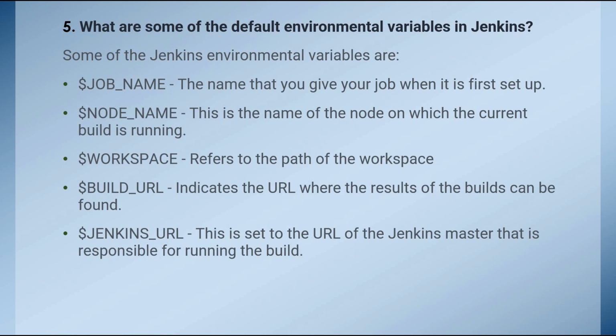$JOB_NAME is the name that you give to your job when it is first set up. It's the job name given to the job. Second, $NODE_NAME. This is the name of the node on which the current build is running. Suppose you have three jobs and you have run the first job and its build number is 21. So the name of the node on which that 21st build is running will be $NODE_NAME.